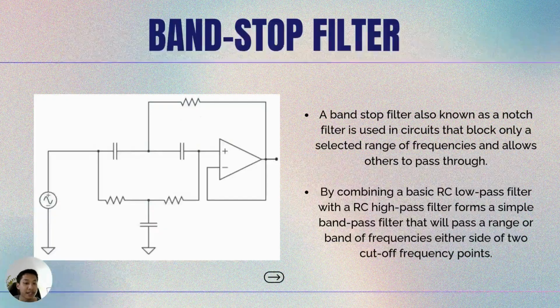And next is our band stop filter. This filter, also known as a notch filter, is used in circuits that block only a selected range of frequencies and allow others to pass through. It is the inverse of the bandpass filter and can be created using the same input at a high pass and a low pass filter. By combining a basic RC low pass filter with an RC high pass filter, it forms a simple filter that will pass a range or band of frequencies either side of two cutoff frequency points.